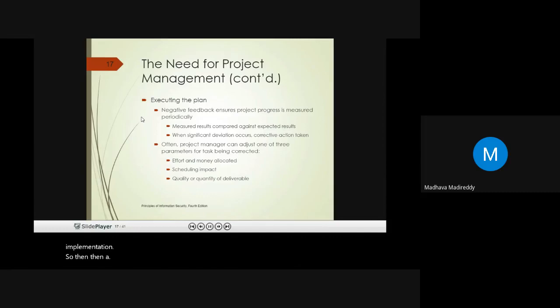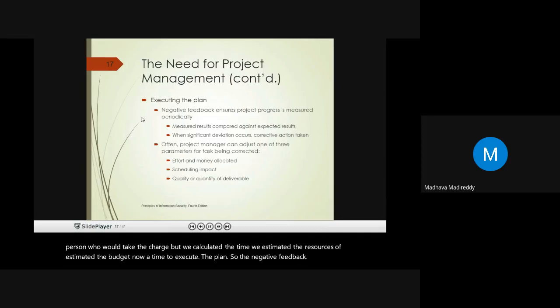Then, execution of the plan. Once we put all the things into consideration, we put the person in charge, we calculated the time, we estimated the resources, we estimated the budget. Now it's time to execute the plan. So the negative feedback ensures the progress is measured periodically. Basically, it's like a sprint system. Whenever you are working on a particular project, you work on it for a while, and then all the team members get together and discuss what has gone right and what has gone bad during that two week period, and then they can give negative feedback and refine the next period of work.